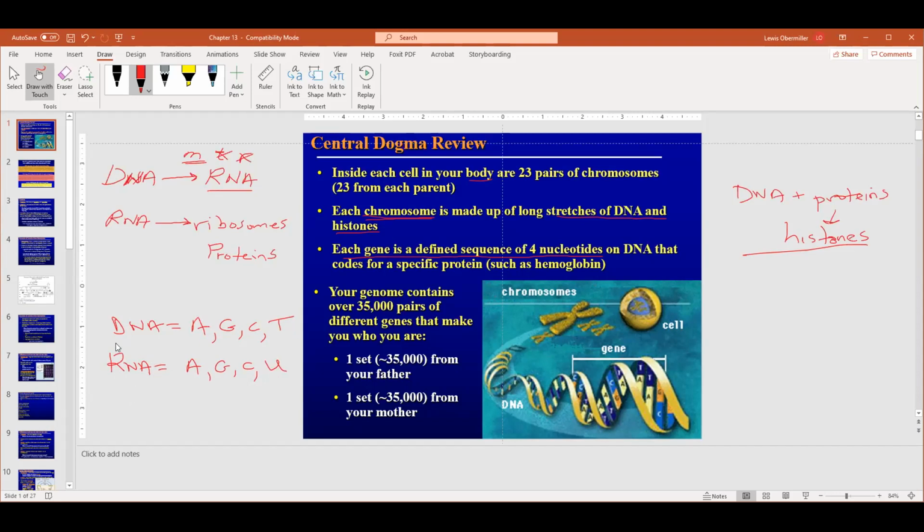And again, the order of these letters codes for proteins, like hemoglobin, right, which carries oxygen in your blood from your red blood cells. So your whole genome we talked about is around, scientists differ on this number, somewhere between 20 and 35,000 genes that make you what you are, right? And so when we're talking about this, you have a set of genes that you got from your father and a set of genes you got from your mother.